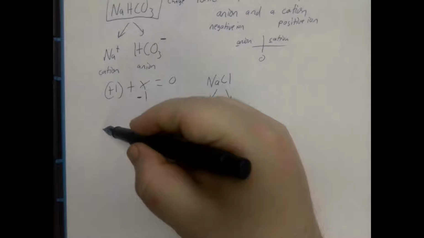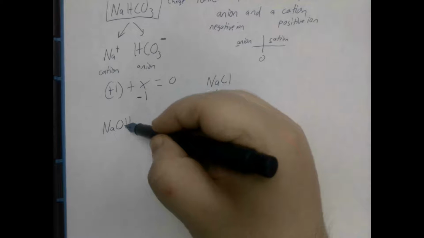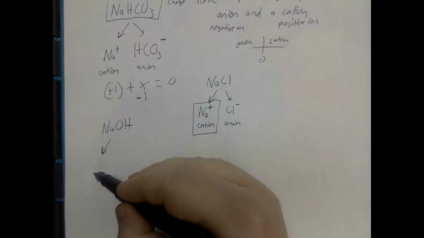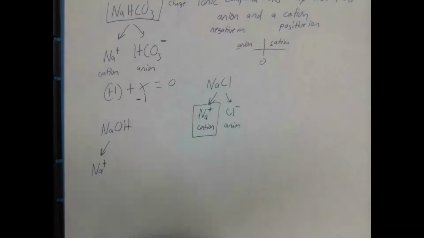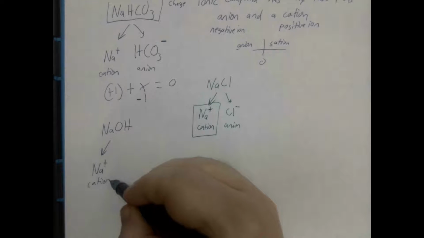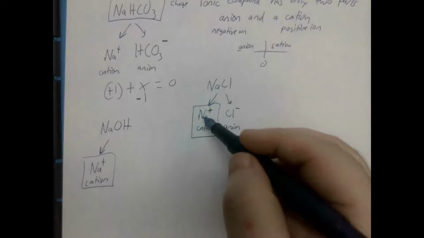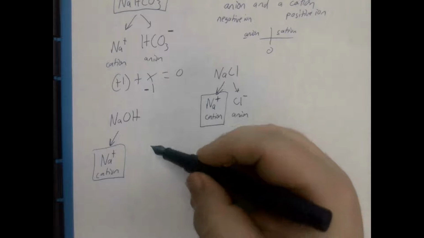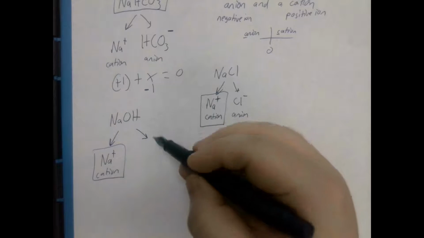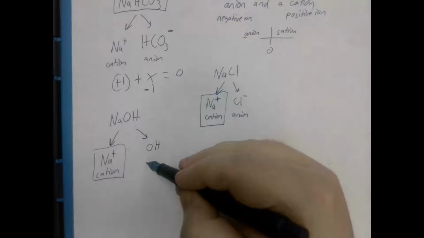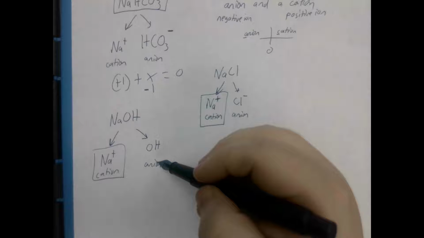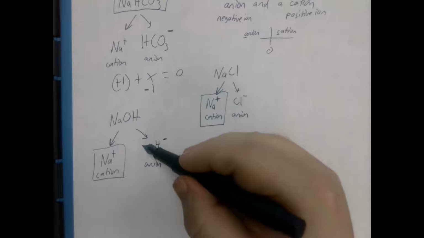So let's look at sodium hydroxide. What is the cation and anion? Should be very clear. Sodium is the cation. You'll notice that the ion of sodium is always the same. What about what's left? Must be the anion. What is the charge of OH? -1.